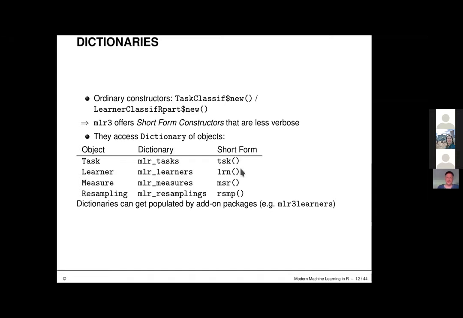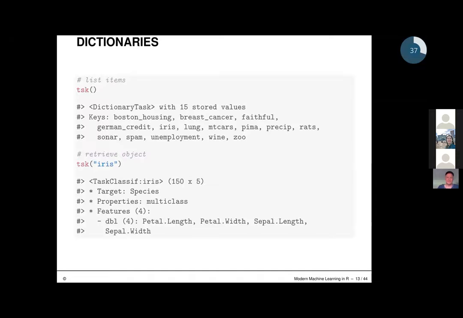You can, for example, here query what's in there. If you don't provide any argument for this short form function here, you see, oh, Boston housing data set is there, breast cancer, and so on. And if you want to have a single object out of the dictionary, you provide the ID here, for example, to get an instance of the classification iris task. We just call the task function here with the string iris, and you get back the object.